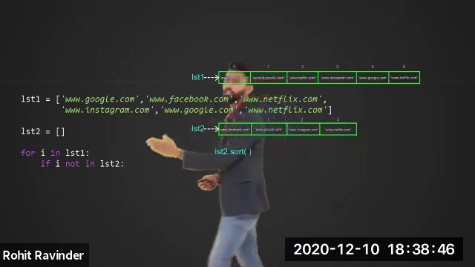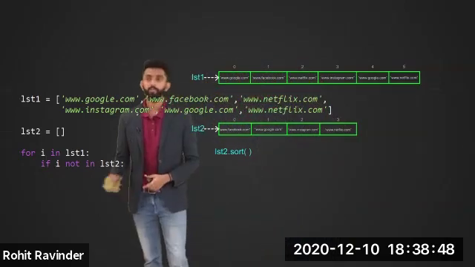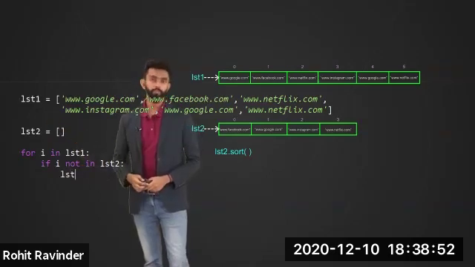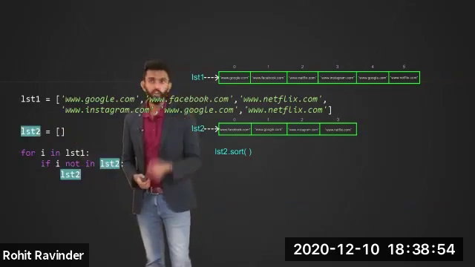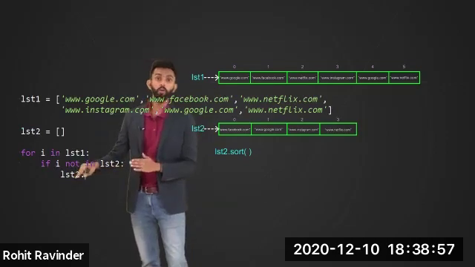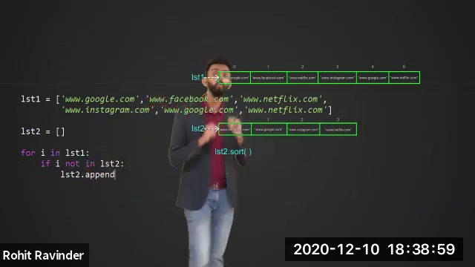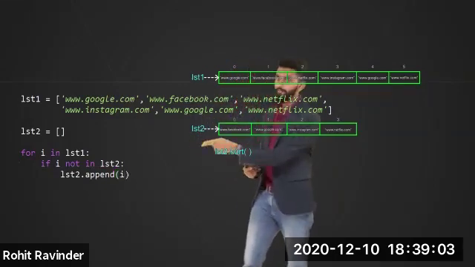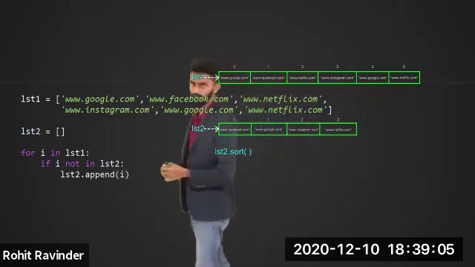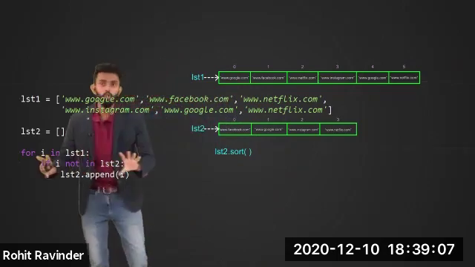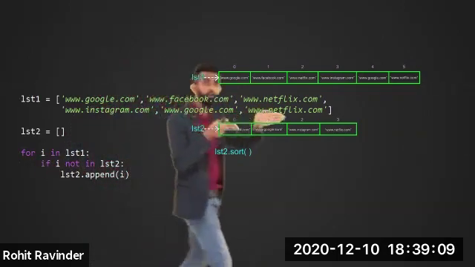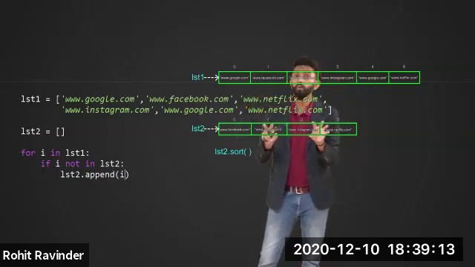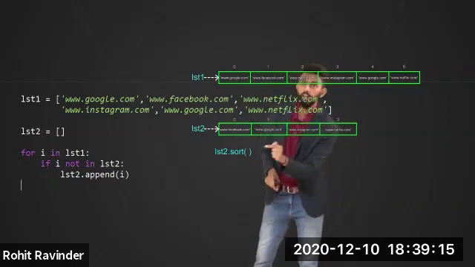If this condition is satisfied, I will come inside, and I will write lst2 dot append. What to append, within parentheses, is whatever is inside i. Like this. That's all. Now, once this loop executes, list 2 would have got populated with all unique elements, but it would not have got sorted. That you should explicitly say.